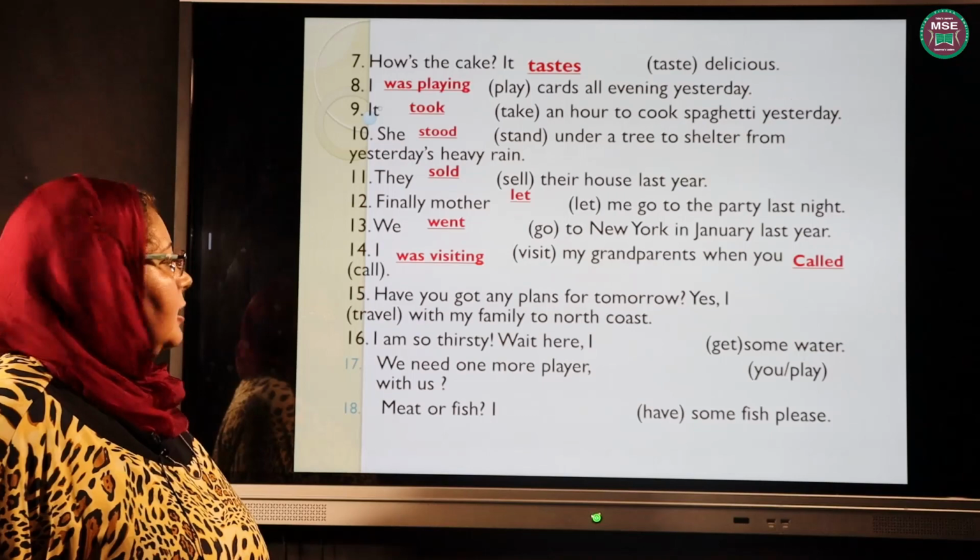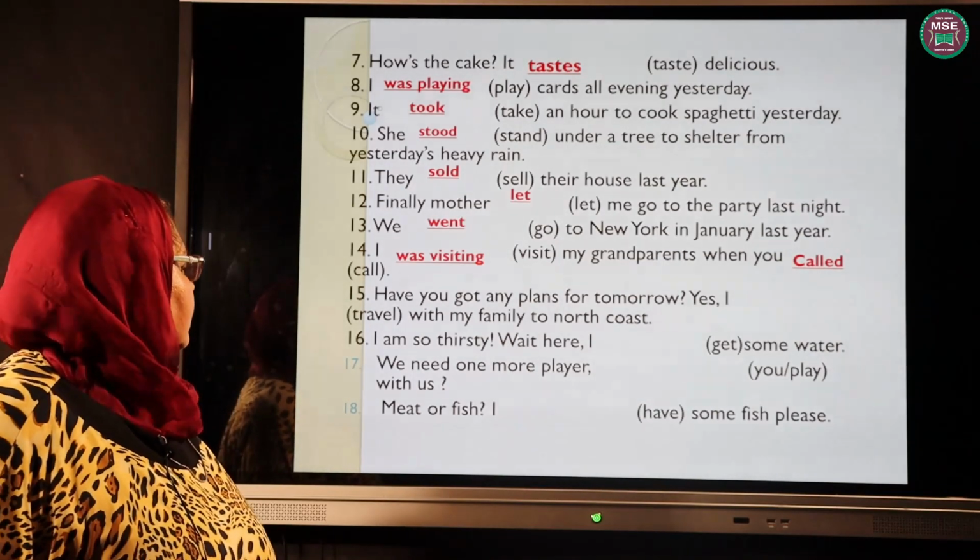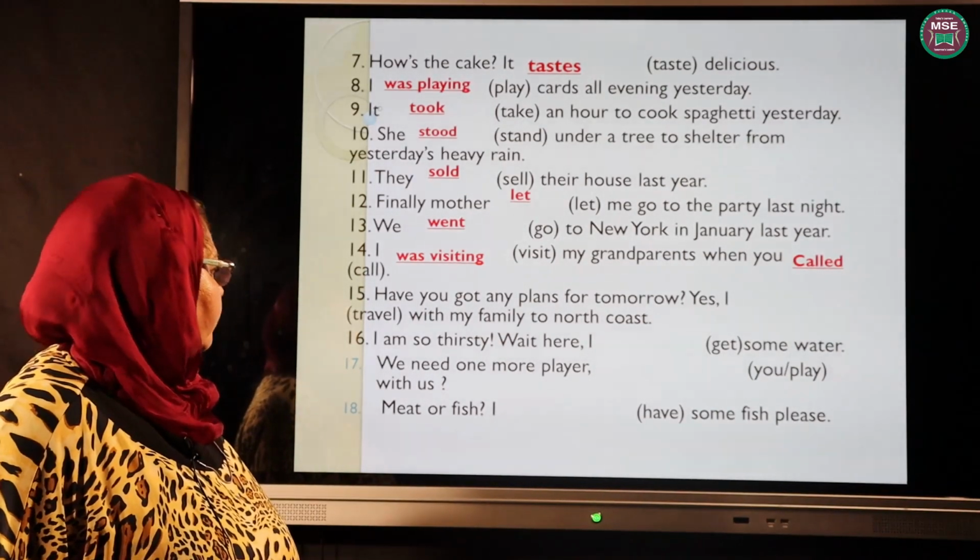Have you got many plans for tomorrow? Yes, I travel with my family to North Coast.